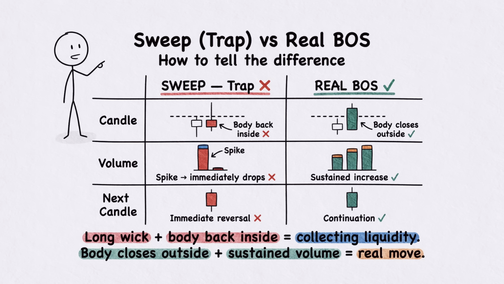A real BOS looks different. The candle body closes outside the structure. Volume shows a sustained increase across multiple candles, and the next few candles continue in the breakout direction.